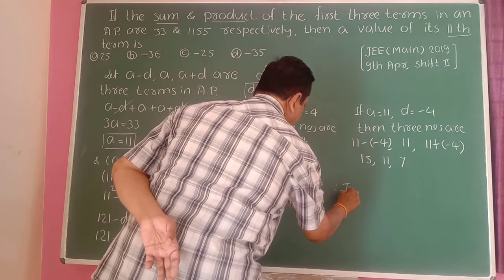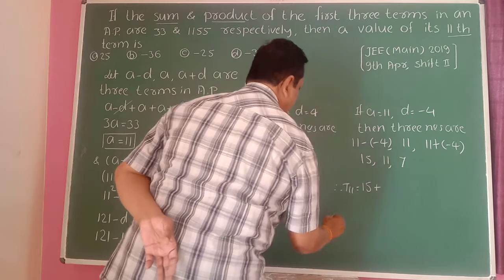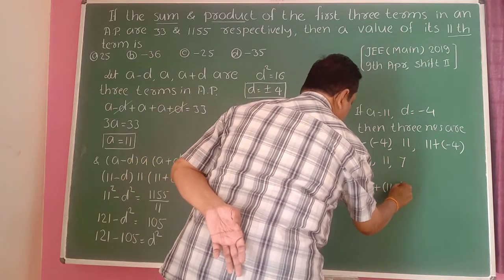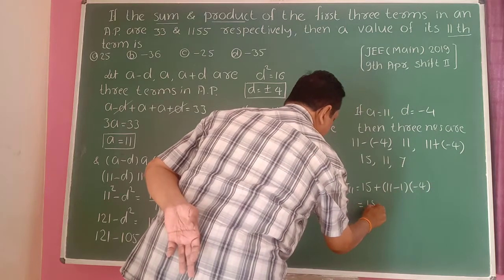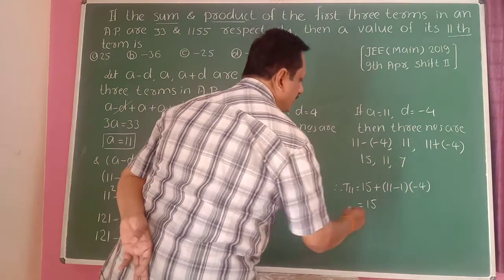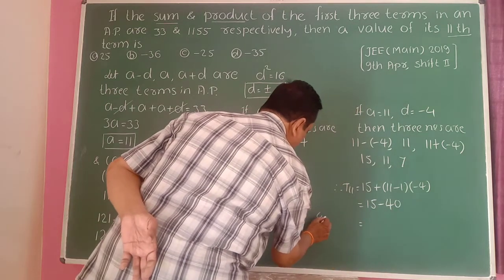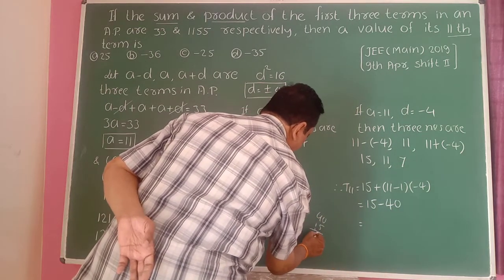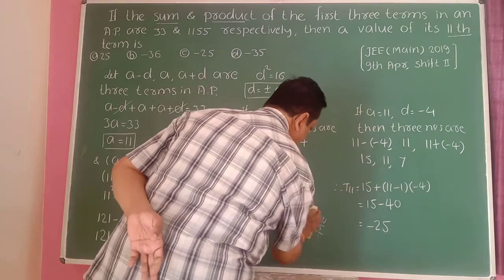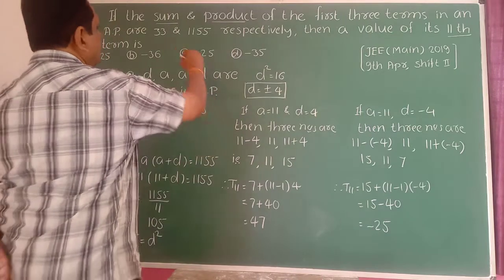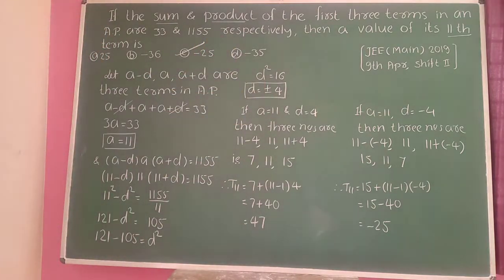Therefore T11: here the first term is 15, then plus 11 minus 1 into minus 4. Therefore 15, 11 minus 1 becomes 10. 10 fours are 40, minus 40. Therefore 15 minus 40 is minus 25. Therefore minus 25 is the correct option. The 11th term is minus 25.